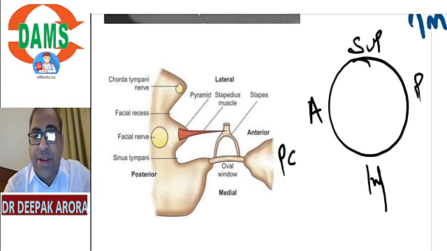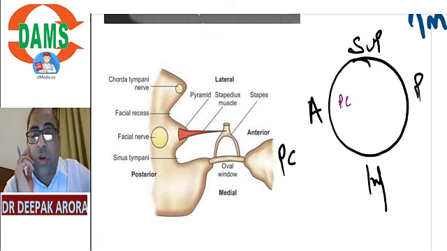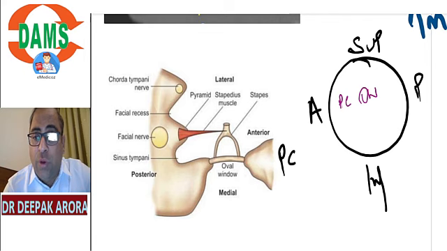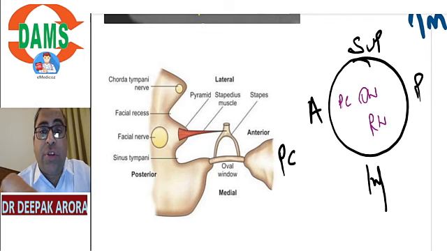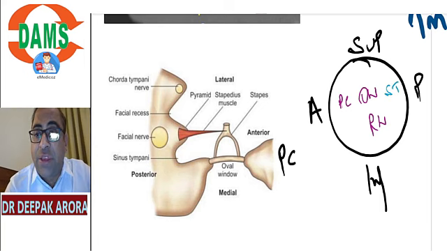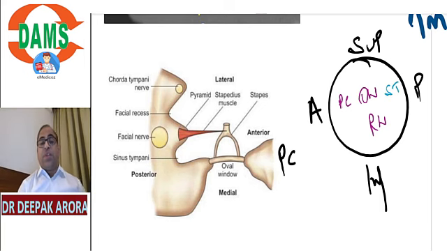Let me draw this line diagram. This is the processus cochleariformis. Behind the processus cochleariformis is the oval window. Below the oval window is the round window. And behind the oval window, this area is my sinus tympani. So what is sinus tympani? A small groove is there. This groove is the most common site for residual disease. The word sinus is giving you the message. It is a very small area.